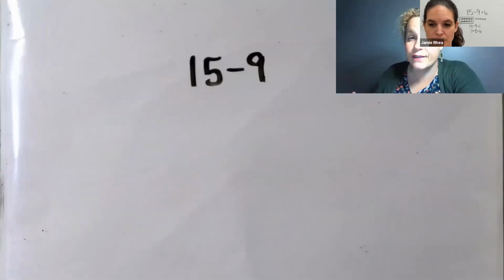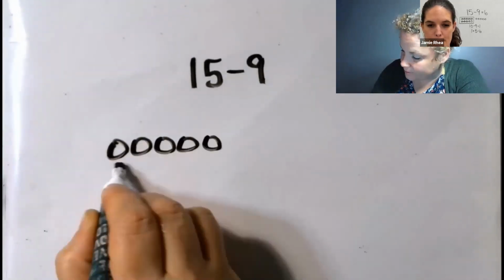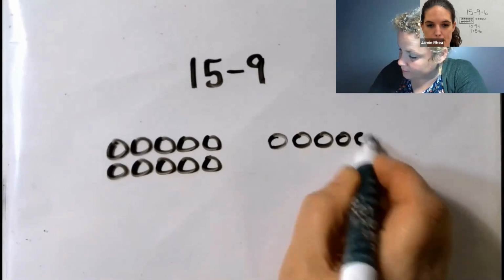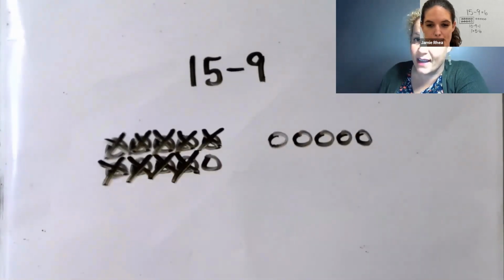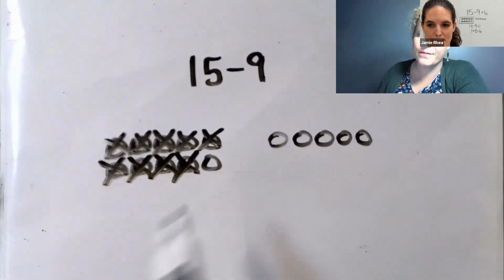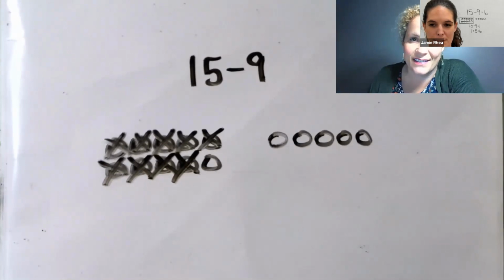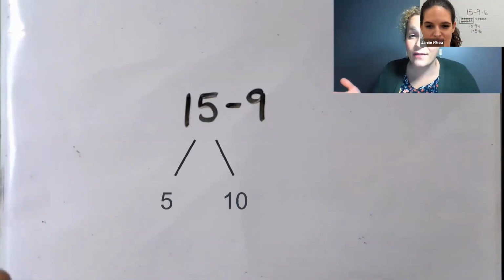Some of you drew 15 and crossed off 9. And you saw that there were 6 left. These 5 and 1 more. So you knew that the answer was 6. If you did it this way, go like this. That's what I did.